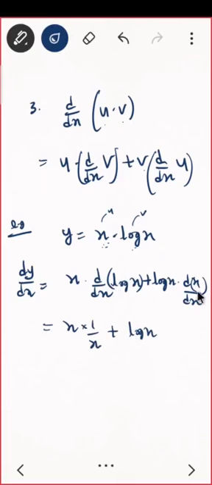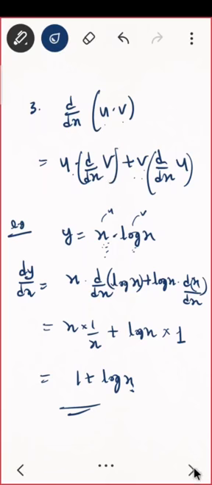And what is derivative of x? That is 1. Correct? So what is the answer? X cancelled. 1 plus log x is my final answer. So whenever you are having product of two function, you need to use this rule: u derivative of v plus v derivative of u. Correct? And now the question would be, what about sir differentiate?